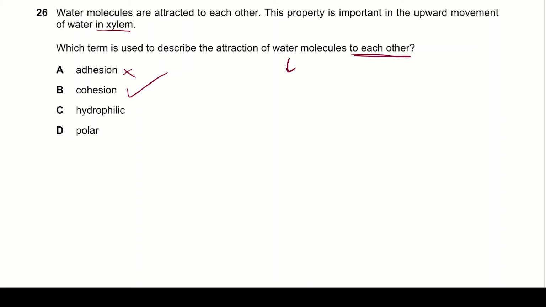The reason for this is water molecules are polar, having a partial negative charge on the oxygen and a partial positive charge on the hydrogens, which allows them to form hydrogen bonds with each other. C, hydrophilic. This is incorrect. This is the reason for the attraction, but it does not describe the attraction. D, polar. Also, this is the reason for the attraction, but it does not describe the attraction. So this is incorrect. The answer is going to be B.